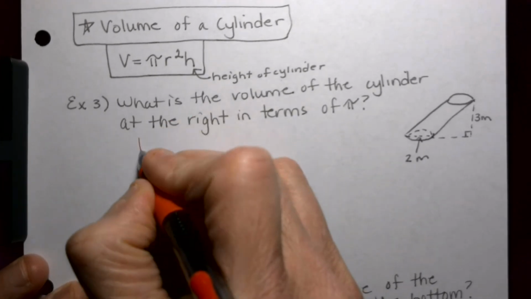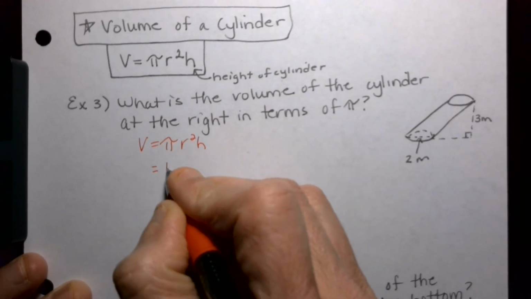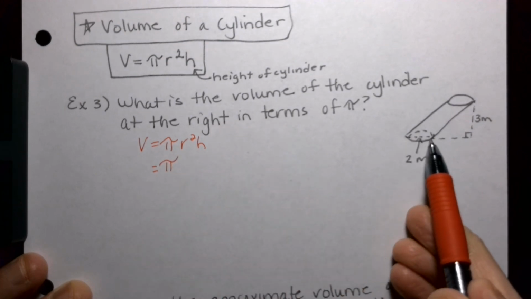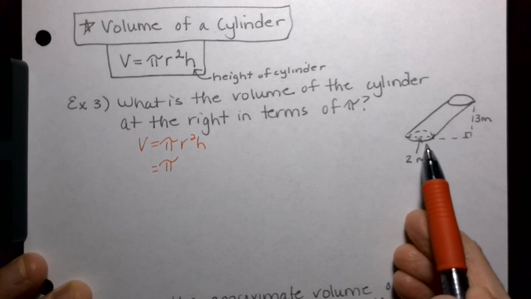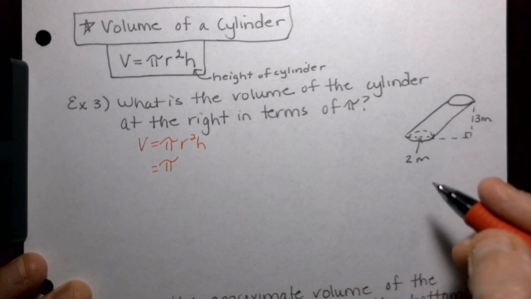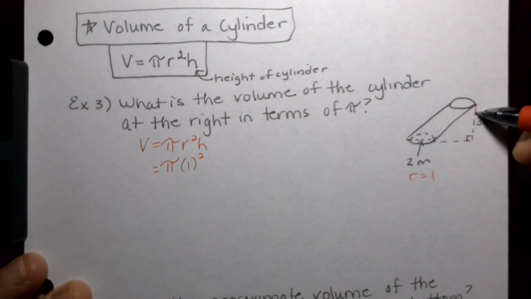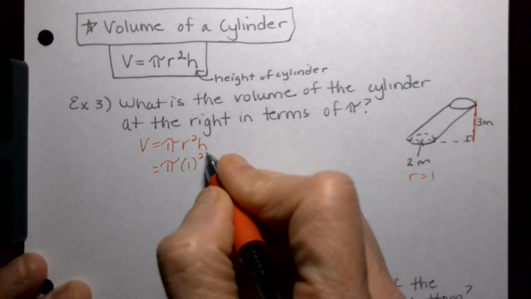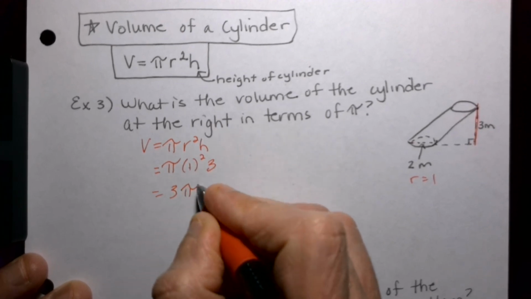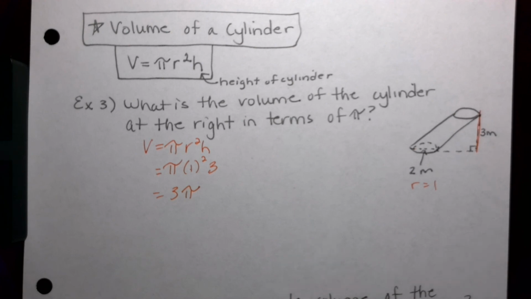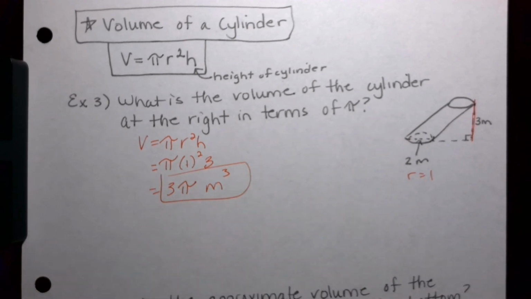All right, so let's get our formula written down. It's just good habits, good habits. Pi times the radius. Well, this is 2 all the way across. See how it points right in the middle? When it points in the middle, that's telling you it's the whole thing. If it points to one side, then it's most likely the radius. But that's the diameter, so that means the radius is 1. Squared times the height, which is right here, 3. So I get 3 times 1, which is 3 pi. Yep, it says to leave it in terms of pi, so you have meters cubed.